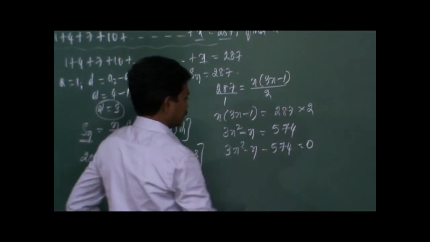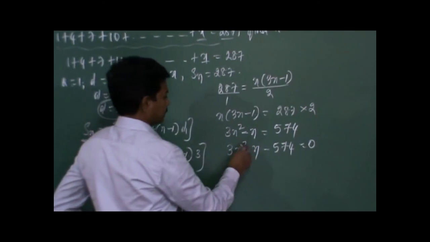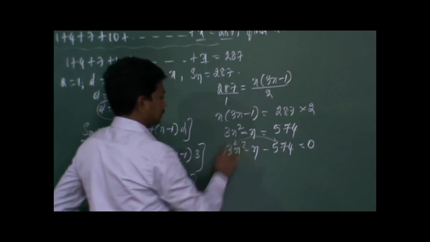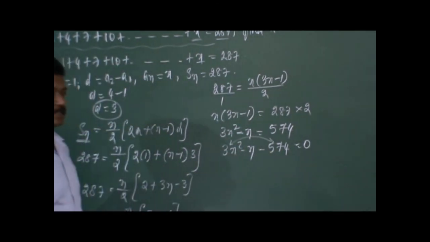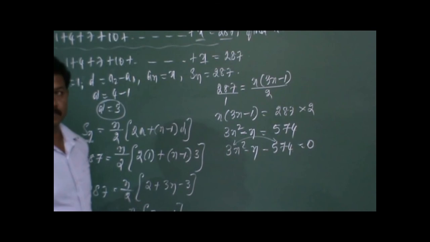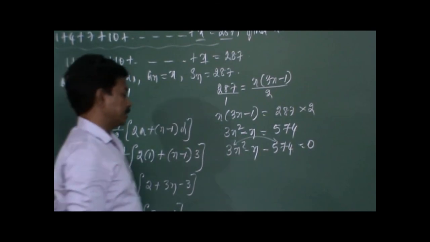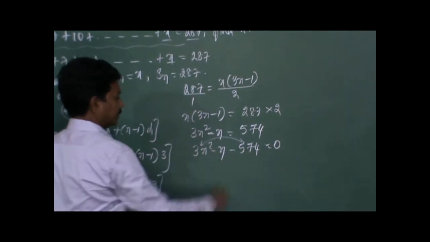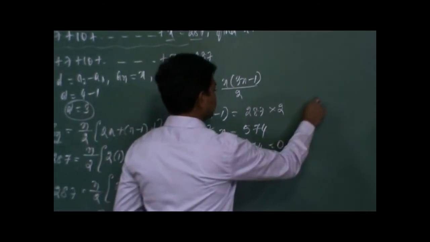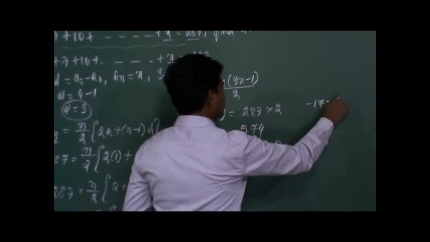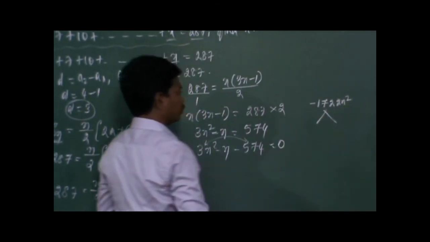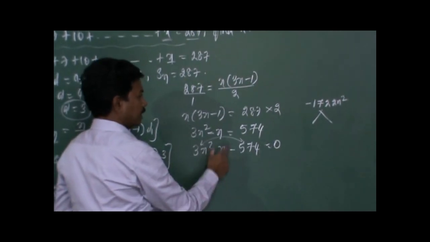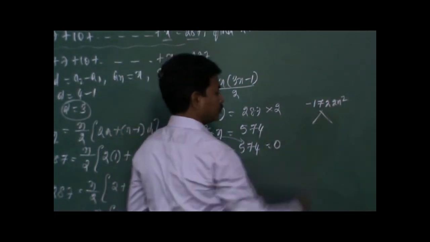So you cannot take any common factor here. 3n square minus n minus 574 is there, and you have to multiply the extremes. 3n square into minus 574, you have to multiply that. So it comes to minus 1722n square. So you have to split this into two numbers such that the sum of those two numbers is minus 1n, and the product is minus 1722n square.